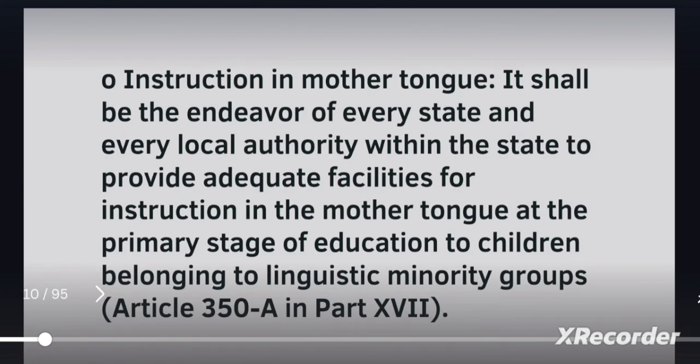Instruction in mother tongue. It shall be the endeavor of every state and every local authority within the state to provide adequate facilities for instruction in the mother tongue at the primary stage of education to children belonging to linguistic minority groups. Article 350A in Part 17.